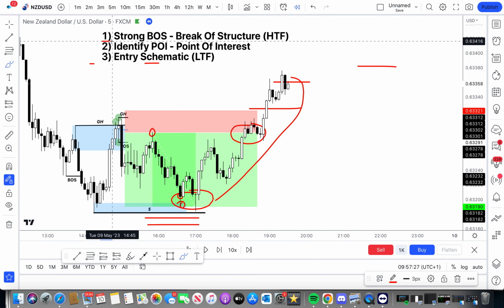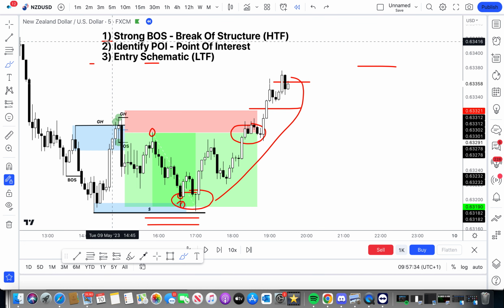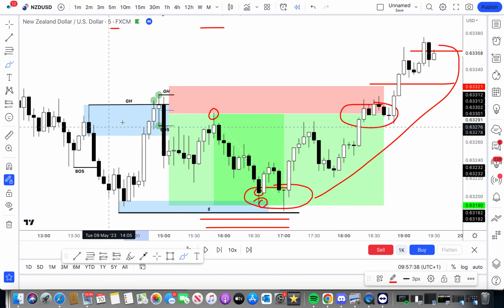Okay, so just to summarize here, we have a strong break of structure. Number one, strong break of structure on the higher time frame. That's this here, this move here. Number two, identify a POI, a point of interest. That is this area here, this blue zone here, point of interest. This is where we're going to be looking at shorting from.